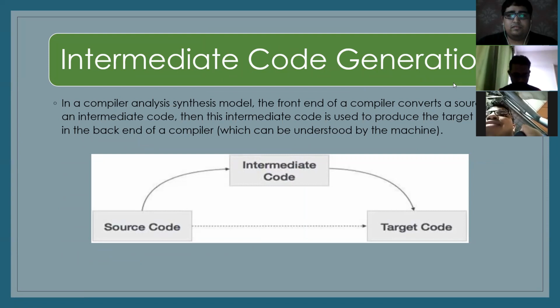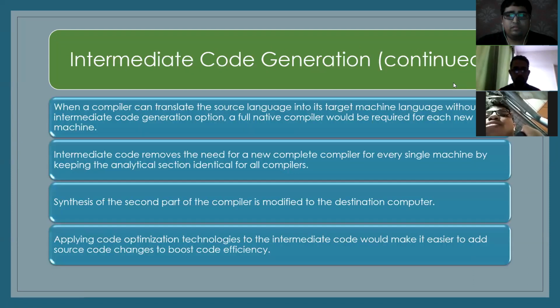And you see the intermediate code generation. In terms of how you run a model, we did that using the front end of the compiler, which codes a source to an intermediate code. And then this code is used to produce a target code in the back end of the compiler. They are designed by the computer, as you can see in the diagram. Next page.